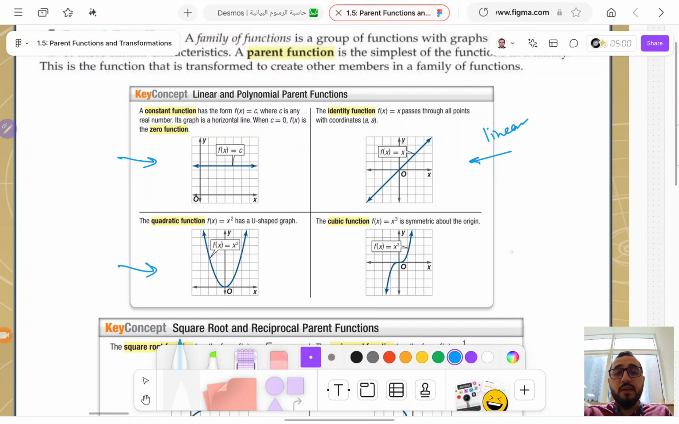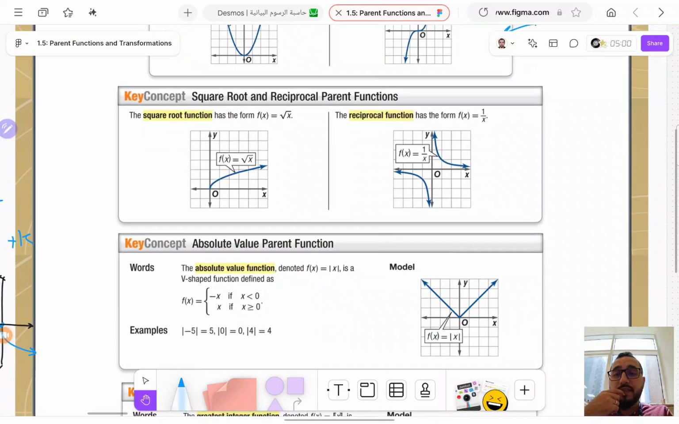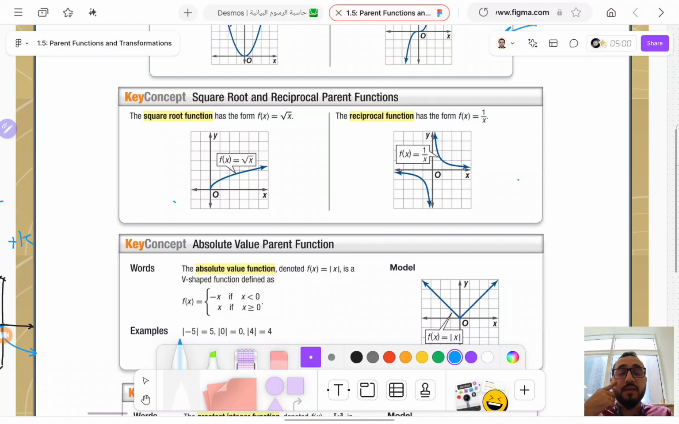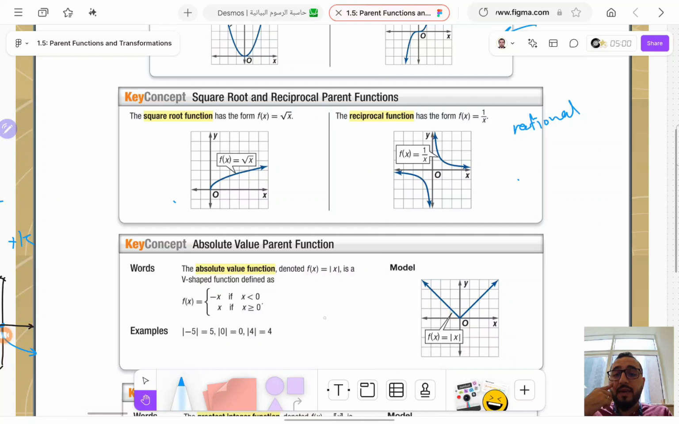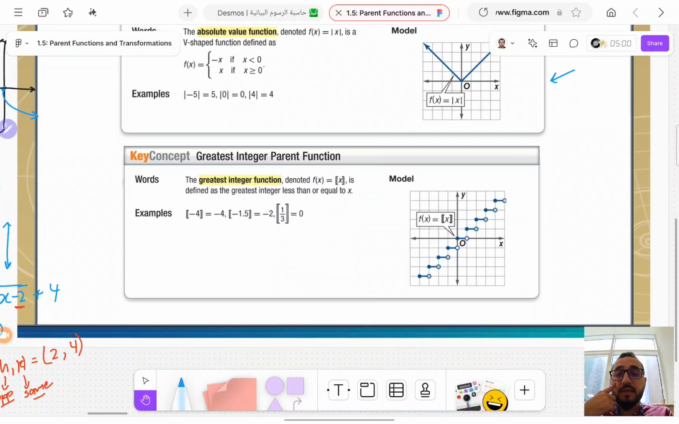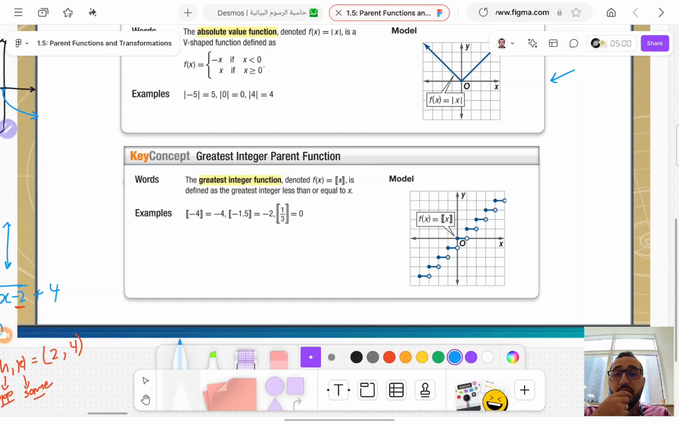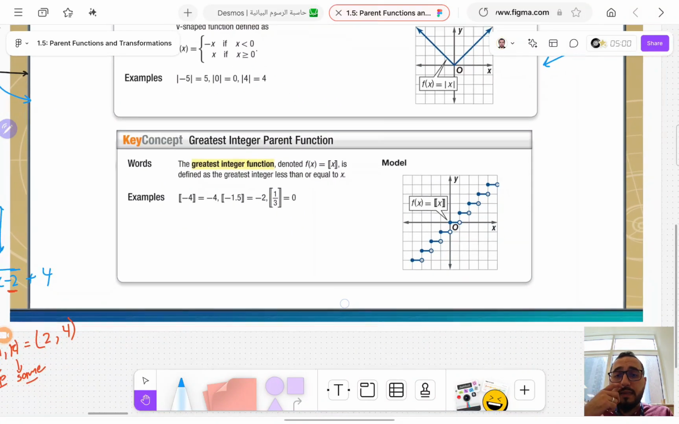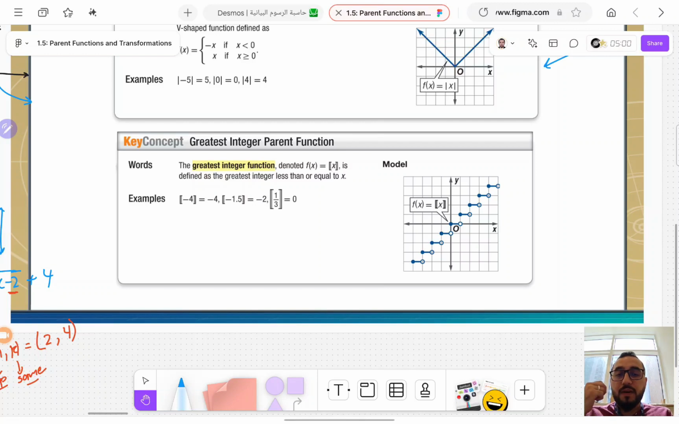This one is the quadratic function. It's like a U letter. This is the cubic function. Okay, and also we have the square root function, and we have the reciprocal function, or we call it the rational function. Okay, and we also have the absolute value function, and the last one is the step function. Now, maybe I did not explain the step function in the first part, but let me give you a small brief about it.